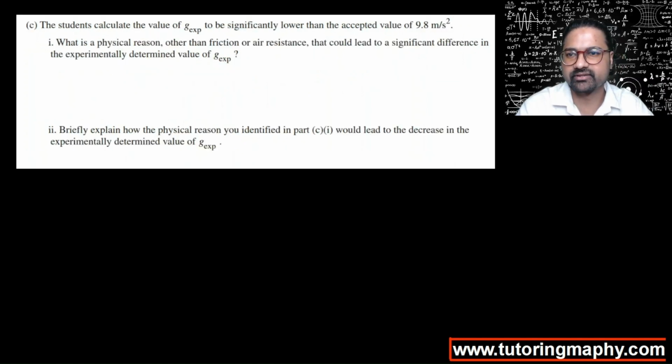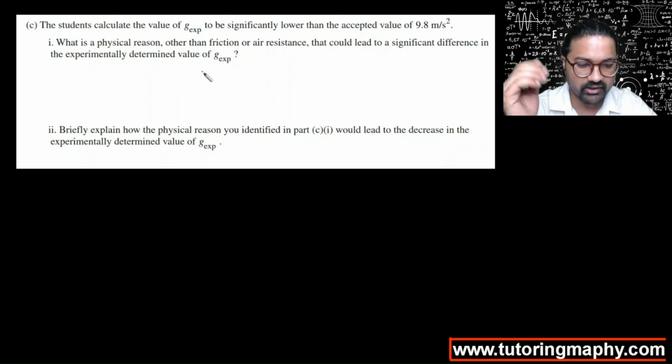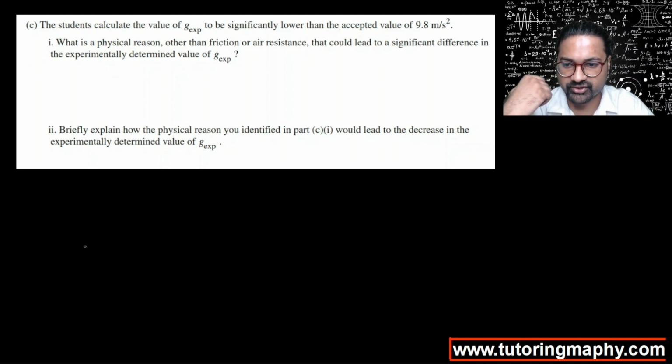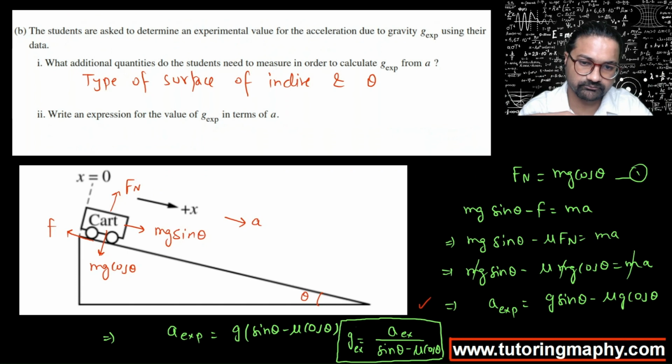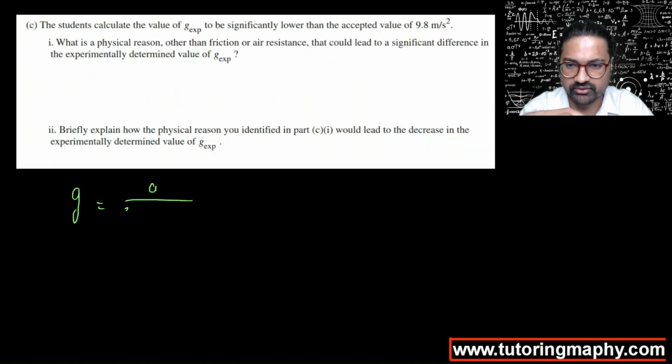Here they are asking, the students calculate the measured value of g experiment to be significantly lower than the accepted value of 9.8. So what is the physical reason, other than the friction or air resistance, that could lead to a significant difference in the experimentally determined value of g? Let's write what the expression was once again. So the value of g was a over sine theta minus mu cos theta.